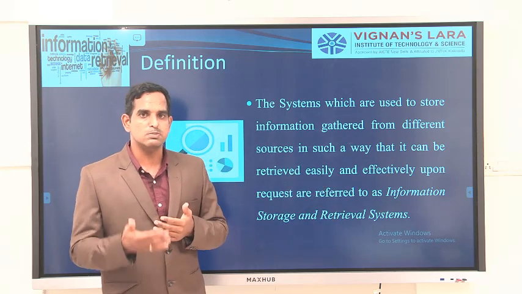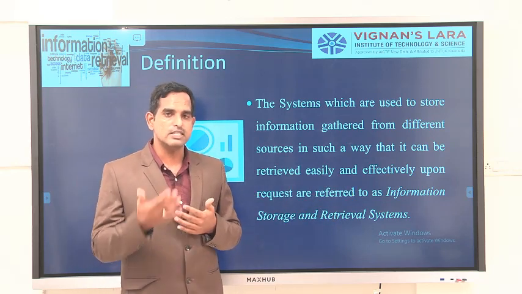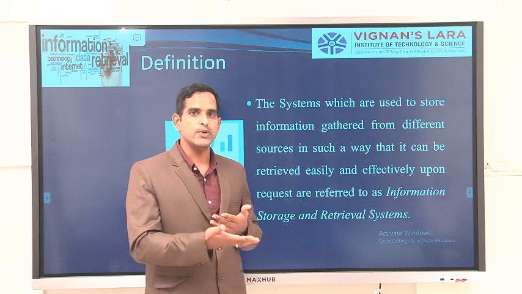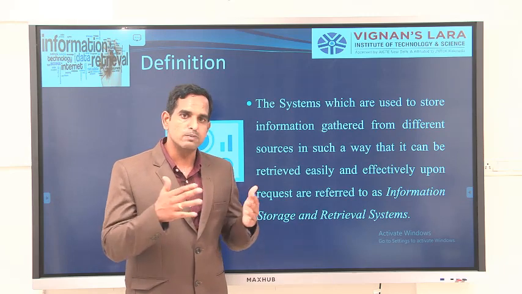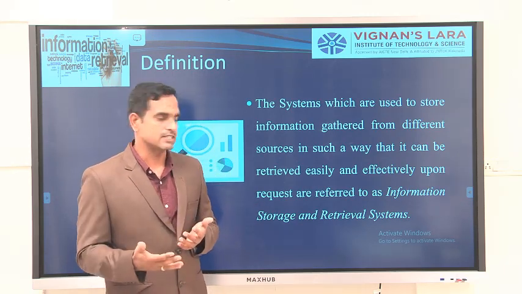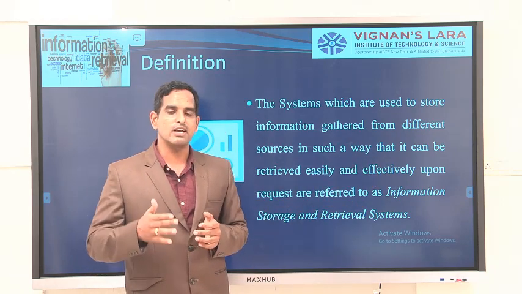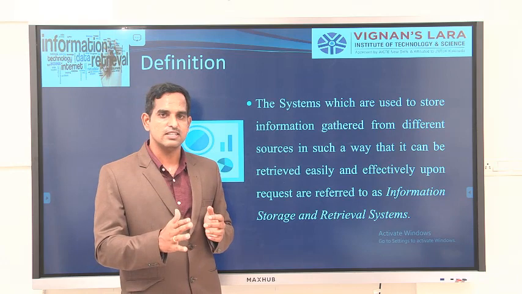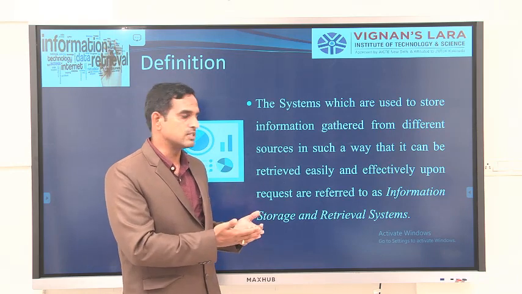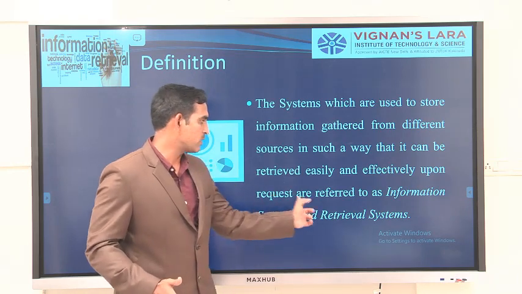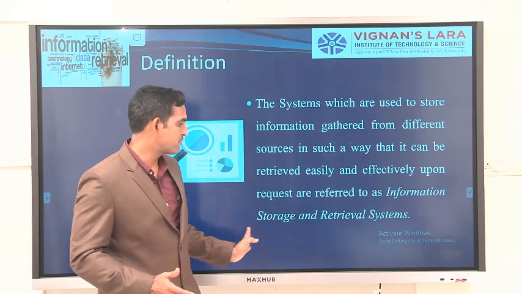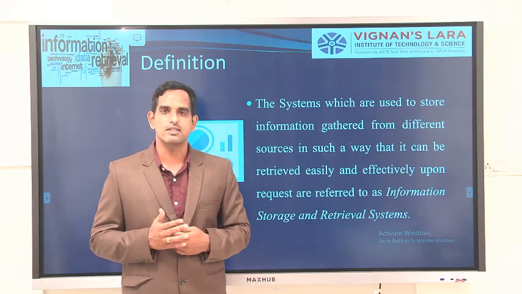So you have to store these particular files in such a way that whenever you are trying to access that particular file, you should be able to access the file faster and effectively. If you are searching for a particular file, you should be able to find it very fast and access it easily. Such systems, upon the request, are referred to as information storage and retrieval systems.